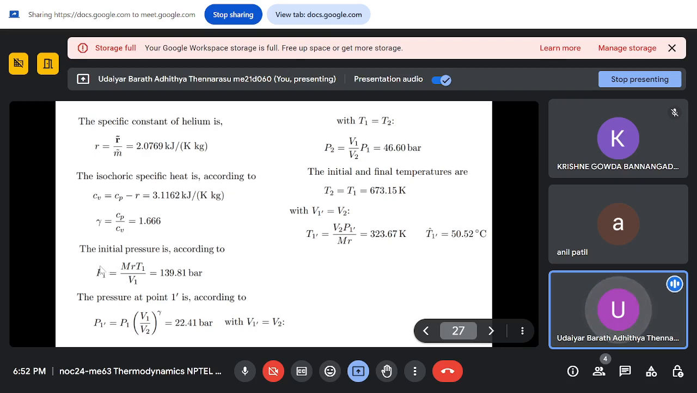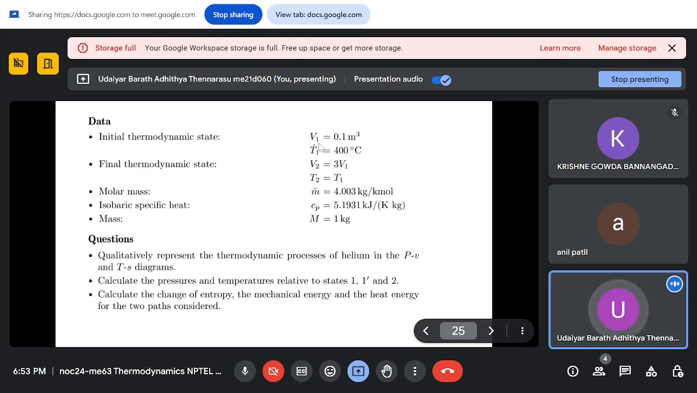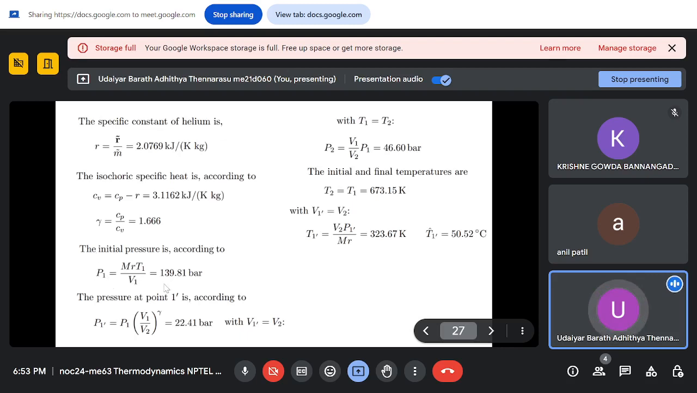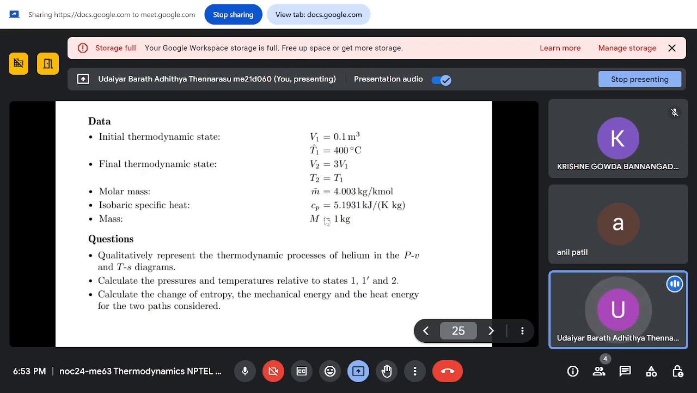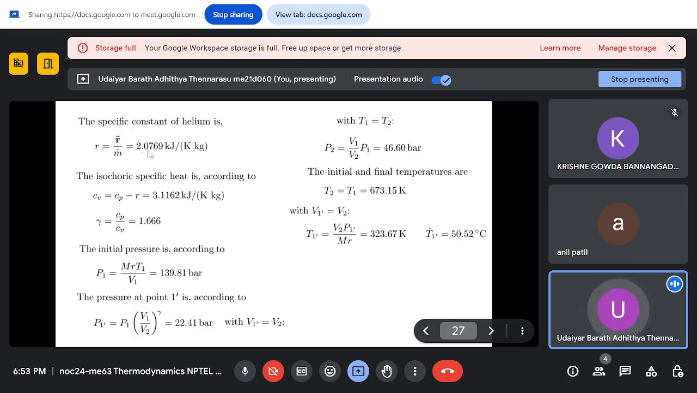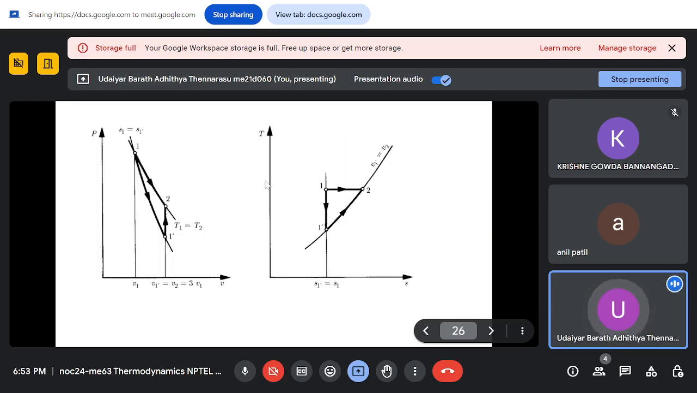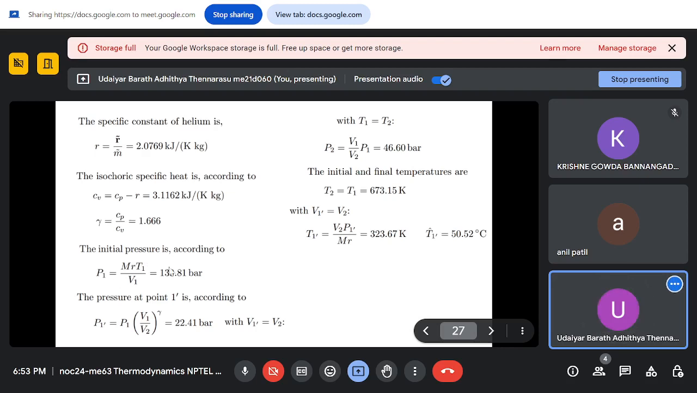So now initially at state 1, we know the volume and the temperature, which are given. The volume is 0.1 meter cube and the temperature is 400 degrees Celsius. So you apply the ideal gas equation, P1 equals mRT1 by V1. Mass is given as 1 kg, R we have calculated as 2.0769, and temperature is 400 degrees Celsius, so 400 plus 273, divided by the volume, which will come out to be 139.81 bar. So this is at state 1.